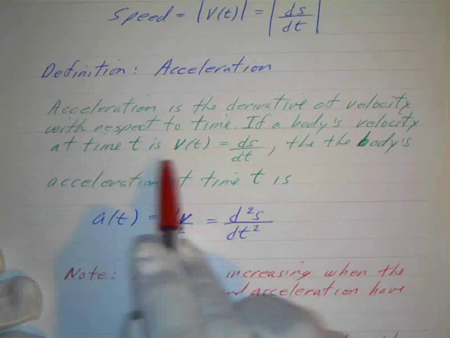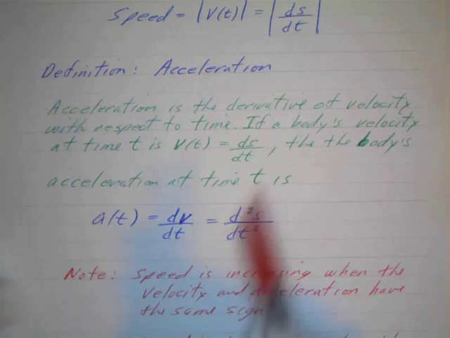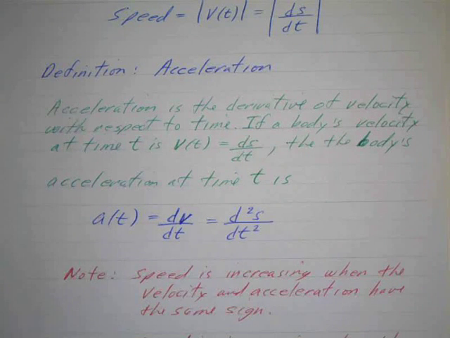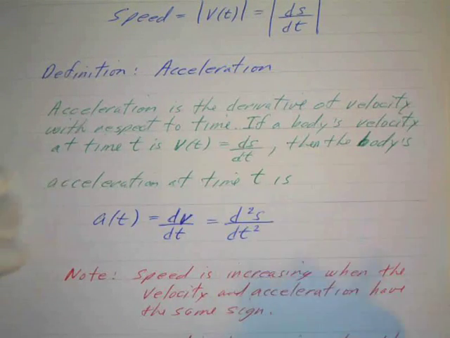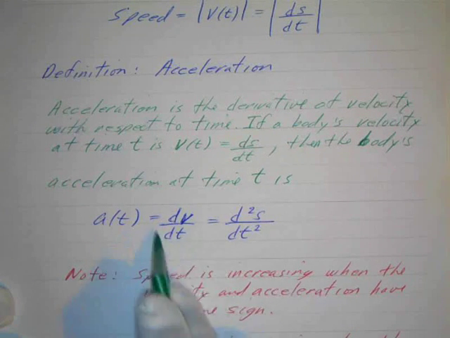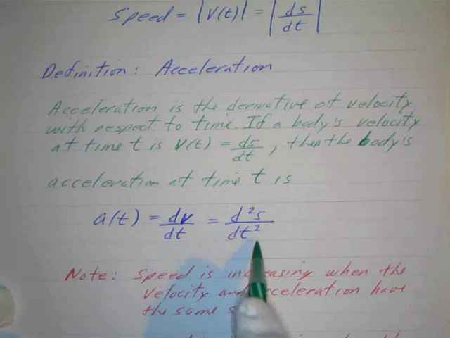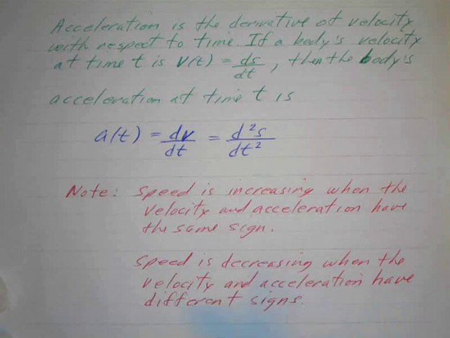If a body's velocity at time t is v of t, which equals ds/dt, then the body's acceleration at time t, a of t, is dv/dt, that's the derivative of the velocity, or the second derivative of the position function. Now this is something that you want to note. Speed is increasing when the velocity and the acceleration have the same sign. Speed is decreasing when the velocity and acceleration have different signs.